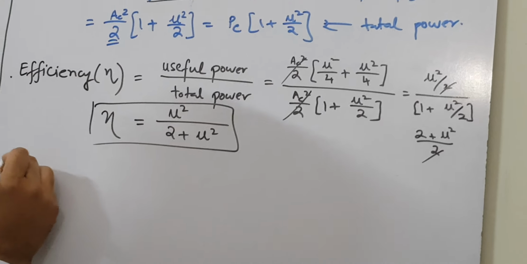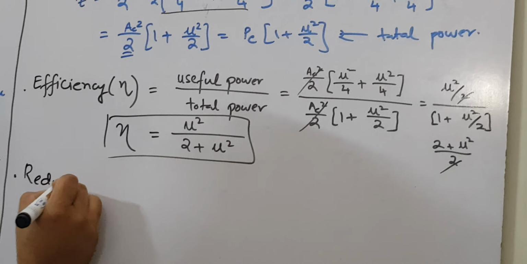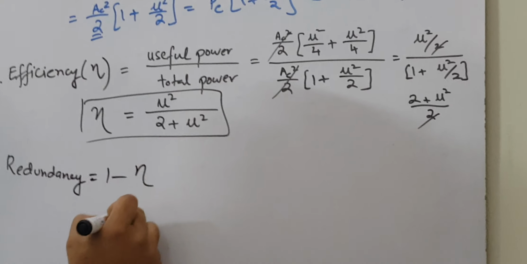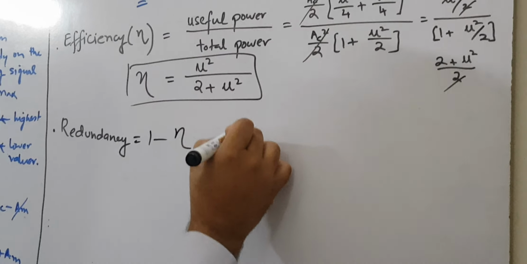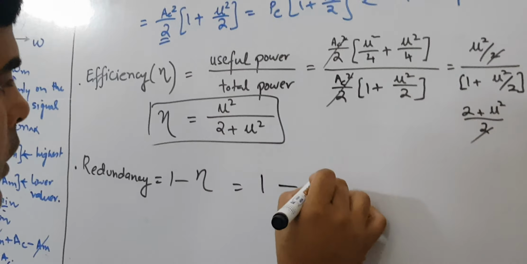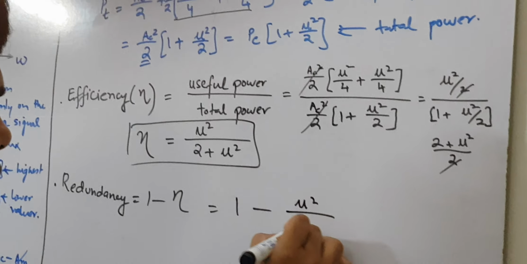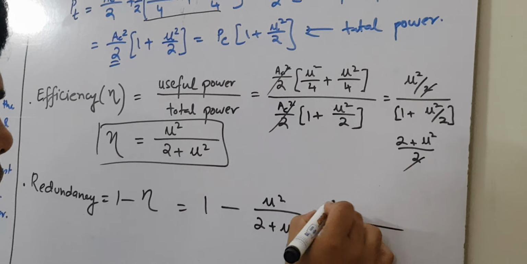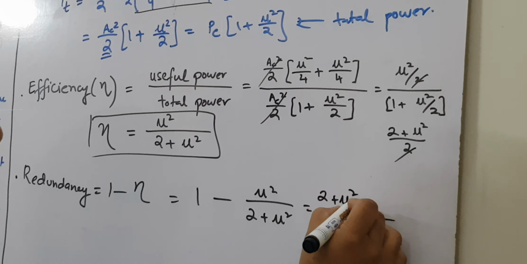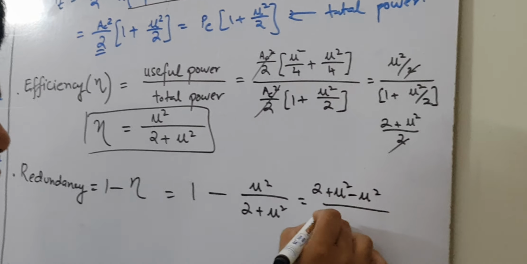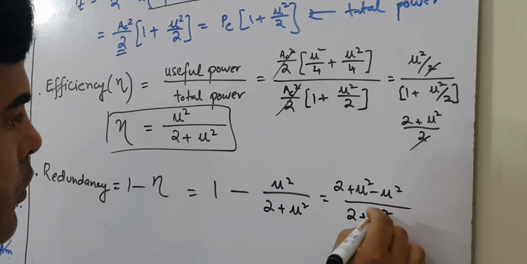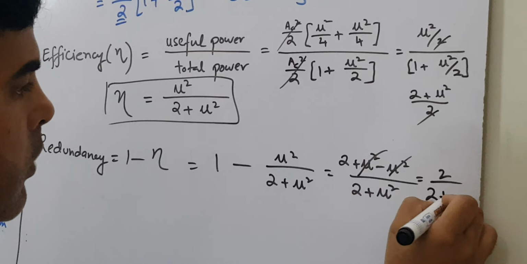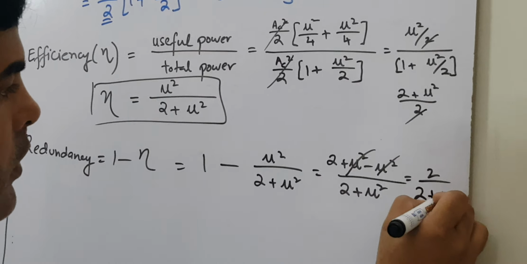The other component is the redundancy, which is equal to 1 minus efficiency. So using that formula, 1 minus mu square divided by (2 plus mu square) is equal to (2 plus mu square minus mu square) divided by (2 plus mu square). So that is cancelled out. The remaining is 2 divided by (2 plus mu square).